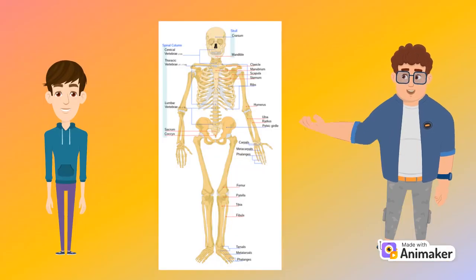So let's learn about the human skeleton system. The human skeleton system consists of bones and connective tissue, including cartilage, tendons, and ligaments. There are 206 bones present in an adult human body.